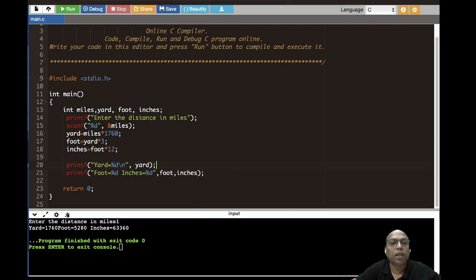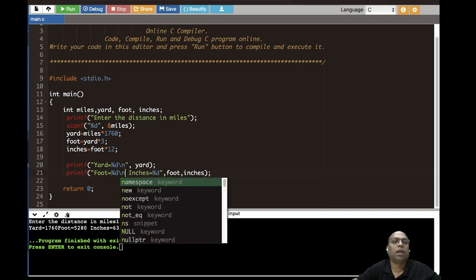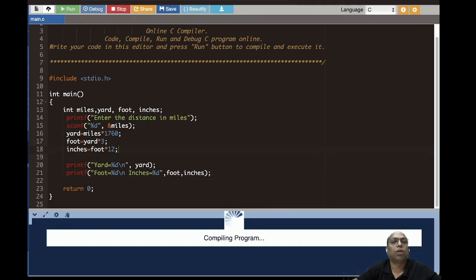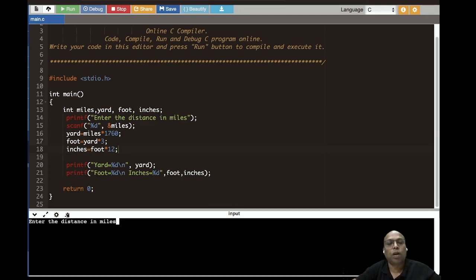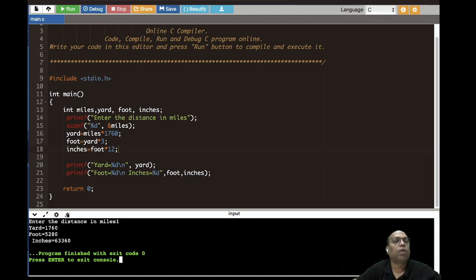Same way here, after the year also, I can put a \n so that it goes to the next line. I'm going to run the code. Yes, I put one. I got the output. All different. Oh, why is there a space coming before the inches? Okay, because I left a space. Space is considered a character. Everything is a character here.